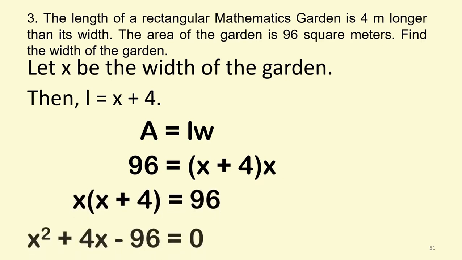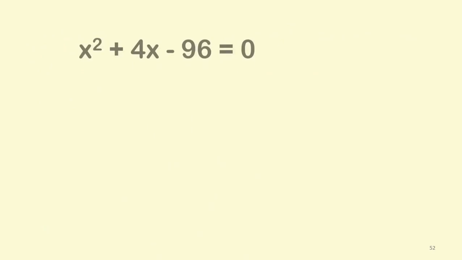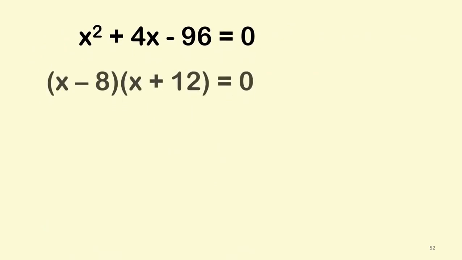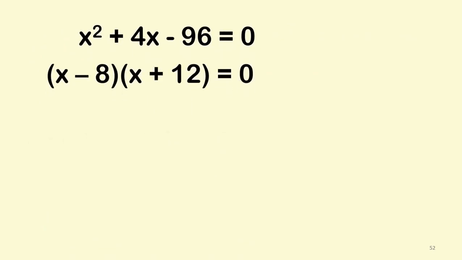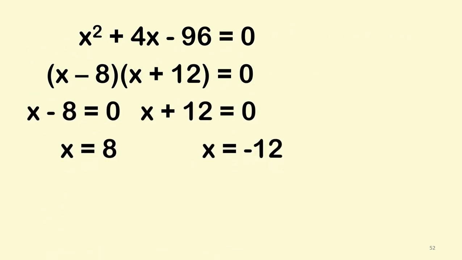By using the distributive property of multiplication, it becomes x squared plus 4x. You transfer 96 to the left side of the equation, it becomes minus 96 equals 0. The factors of negative 96 that add to 4 are negative 8 and 12. We have the two factors, and solving for x, we have x equals 8 and x equals negative 12. We are not allowed to have a negative dimension, therefore the answer we have is 8 meters.